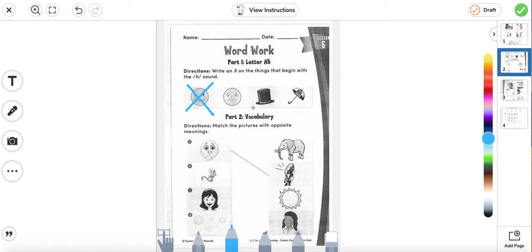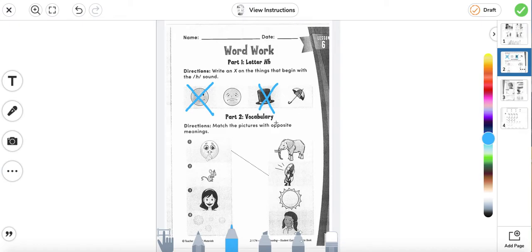Let's go to the next picture. What do you see? A hat. Hat. Does hat begin with the H sound? Yes, it does. Hat. So draw an X on it. Let's look at the next picture. What is that? Umbrella. Umbrella. Does umbrella begin with the H sound? No, so we're going to leave it alone. Great job, boys and girls.